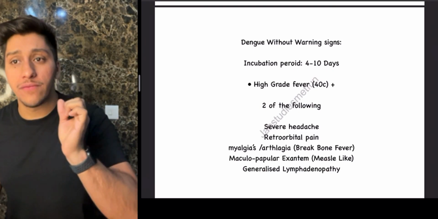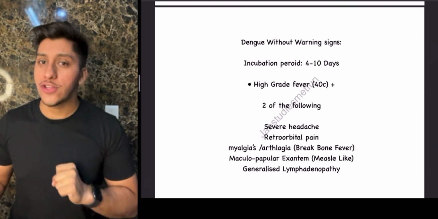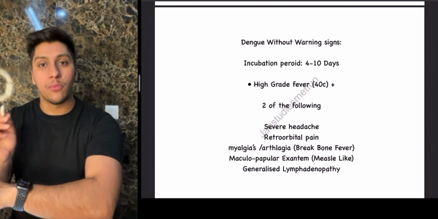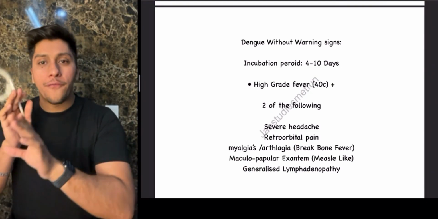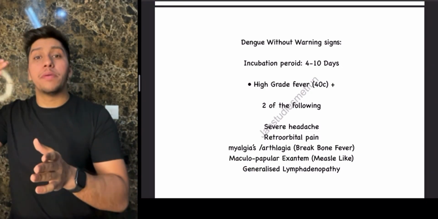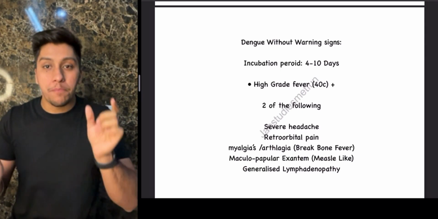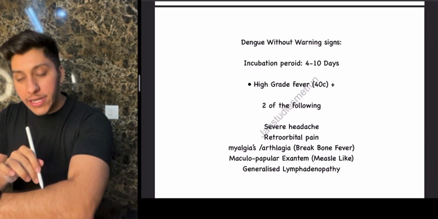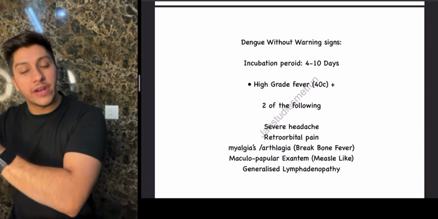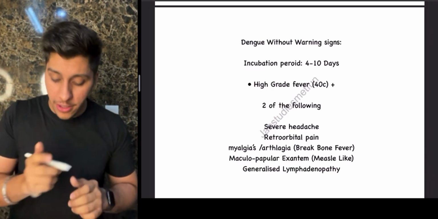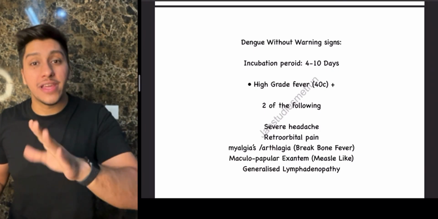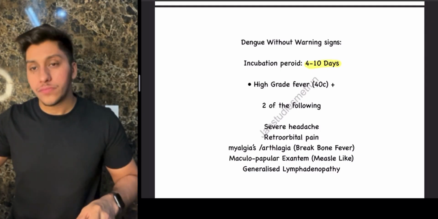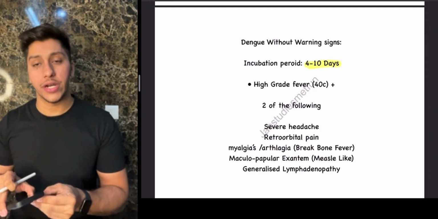You can see the incubation period. What is the incubation period? It is from the onset of the bite, when the Aedes aegypti mosquito bit me, up till the beginning of symptoms, the period where nothing was there, until the first day I developed fever. That is your incubation period. The incubation period in dengue, where nothing is happening, is 4 to 10 days. You need to know that, very important.